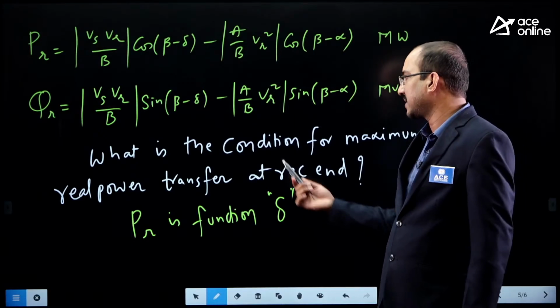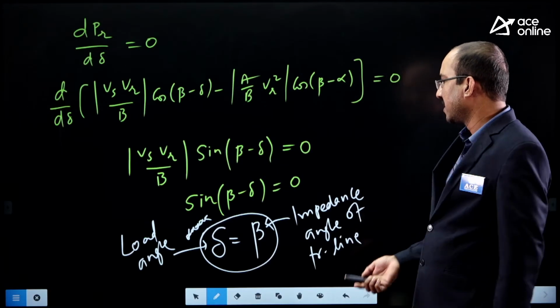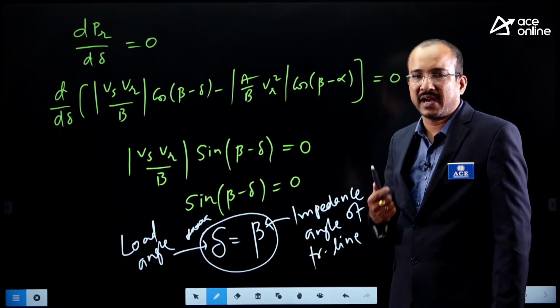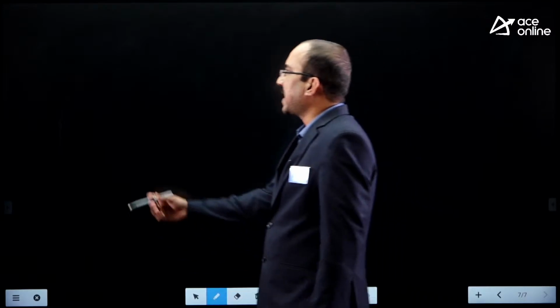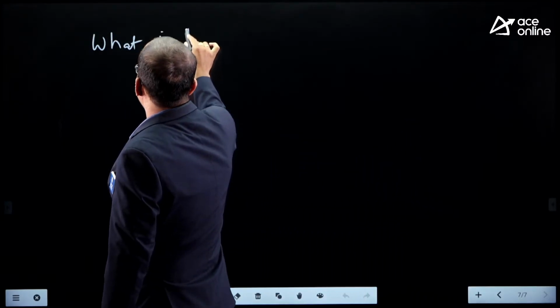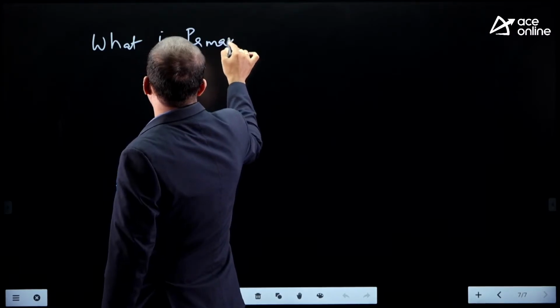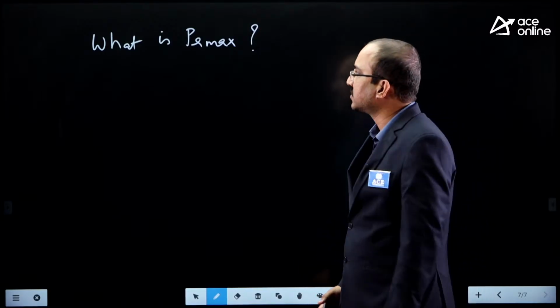So the question goes like this: what is the condition for maximum real power transfer at the receiving end? He will give one of the options as delta equal to beta. Now, what is the PR maximum value? What is the maximum real power transfer at the receiving end?